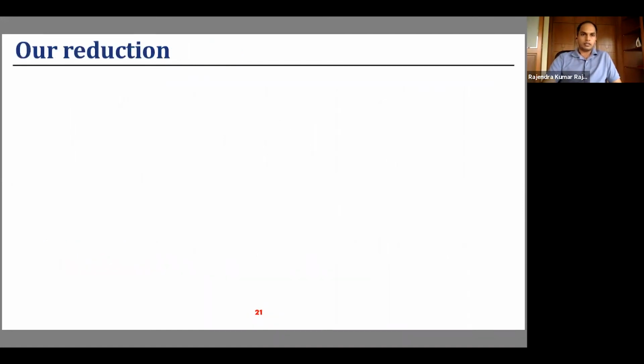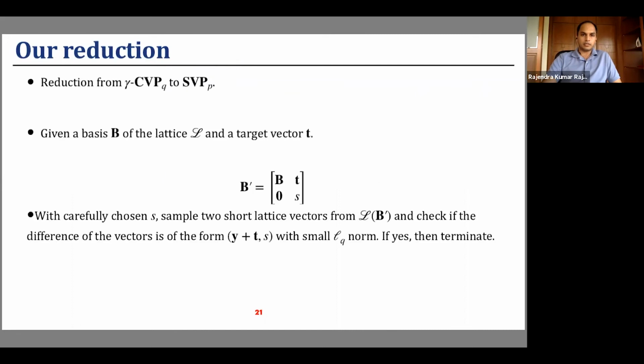Let me just describe the reduction. We are given a basis B and the target vector T. We generate the basis B', and we sample two short lattice vectors from lattice B'. We terminate when we find two vectors whose difference is of the form (y plus t, s) and has a small ℓq norm. Otherwise, we repeat this algorithm.